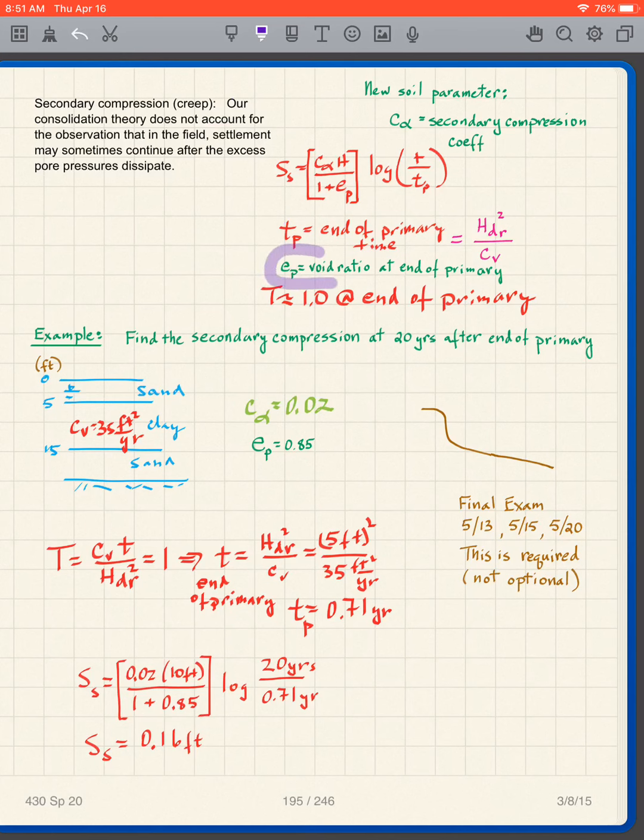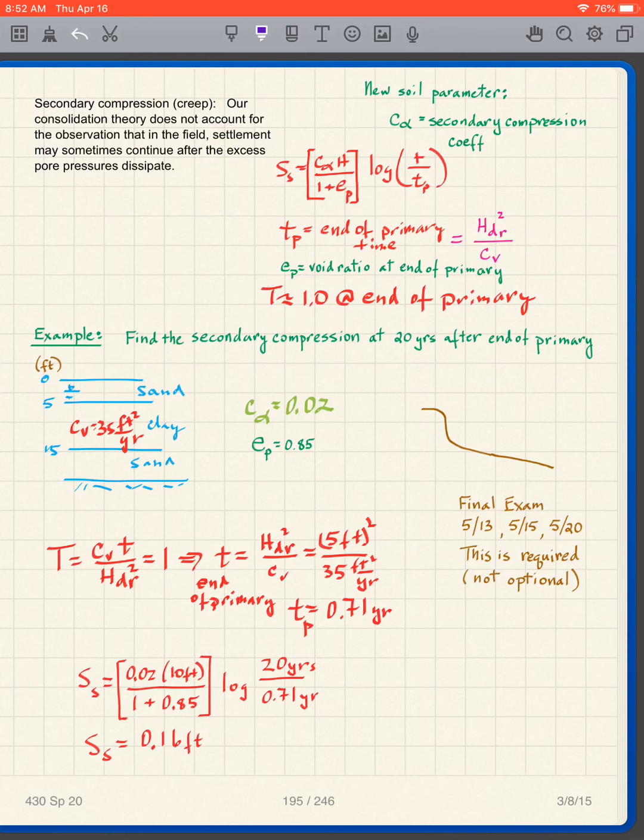We're going to call e sub p the void ratio at the end of primary. So the soil has a particular void ratio at that particular time. And so, using our expression, if we use capital T equals 1, then the end of primary time becomes simply H sub DR squared over C sub v. Okay, so the easiest way to use this equation is with an example.